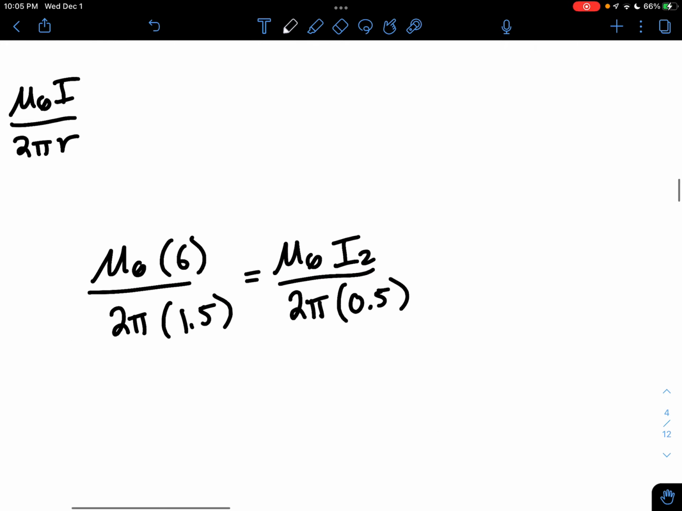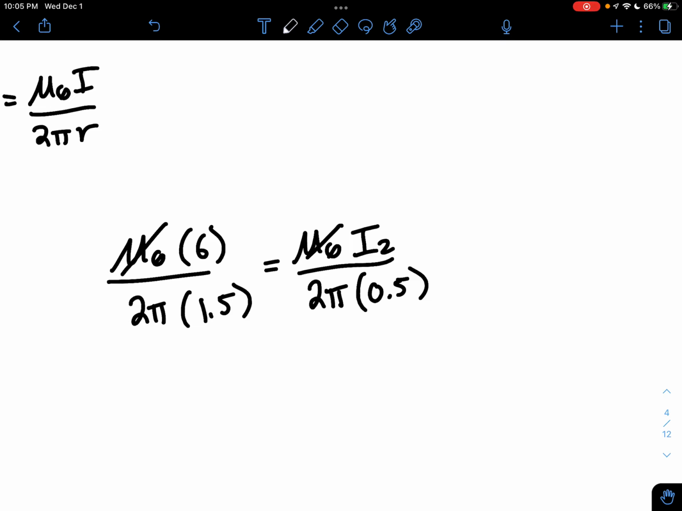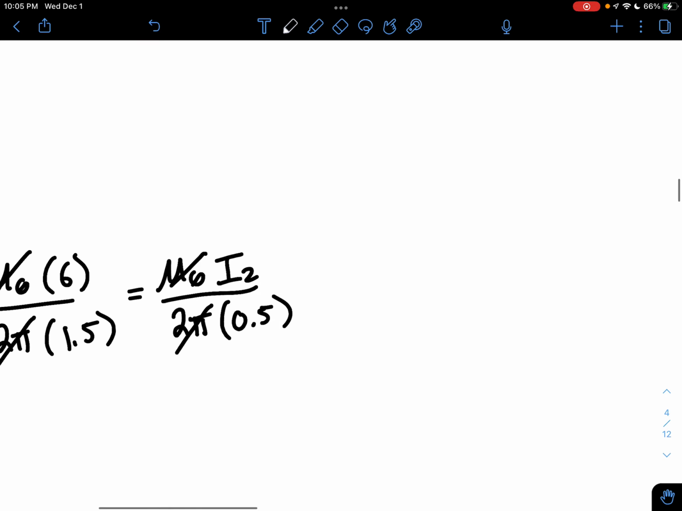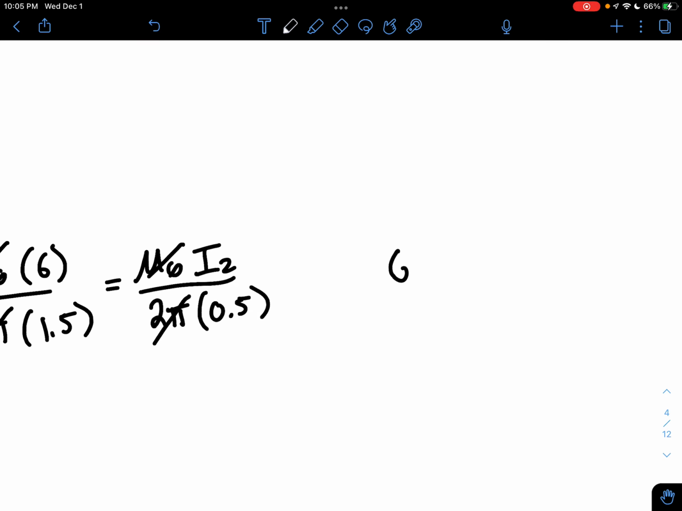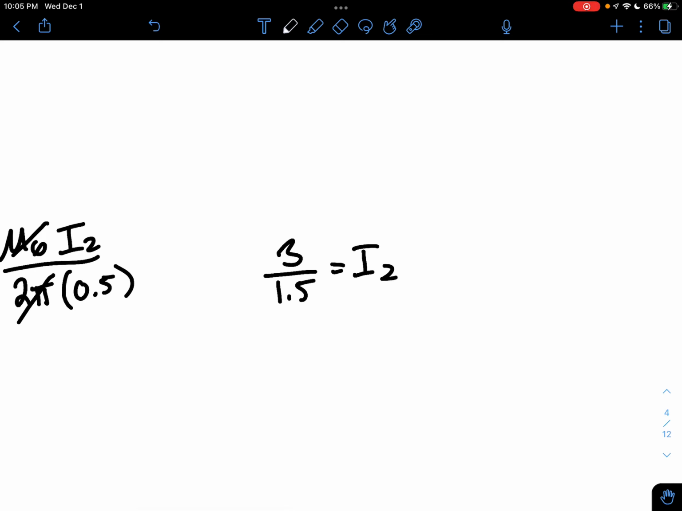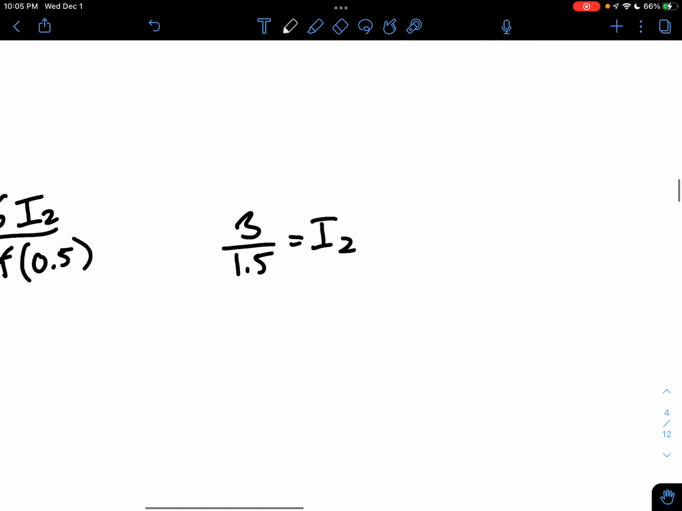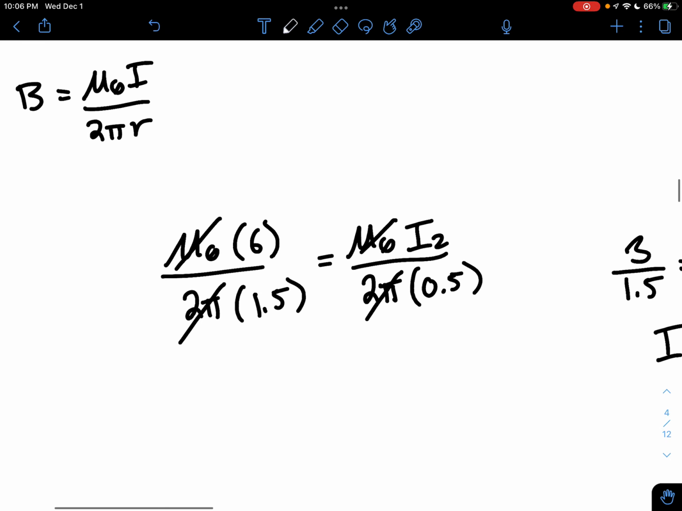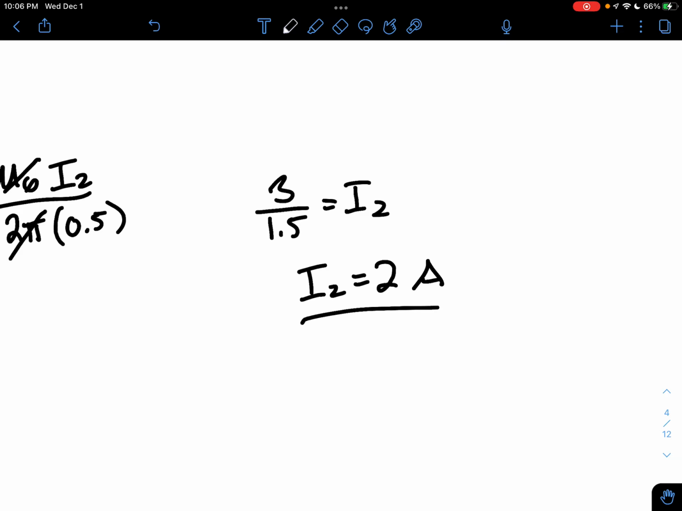So now we do some rejiggering. We can divide both sides by all that mess and cross multiply, zip, zap, zop. We get 6 times 0.5 is 3, over 1.5 equals I2. And 3 over 1.5 is just 2, so I2 is going to equal 2 amps. Again, everything we kept in base units with meters and amps, so our final answer is 2 amps.